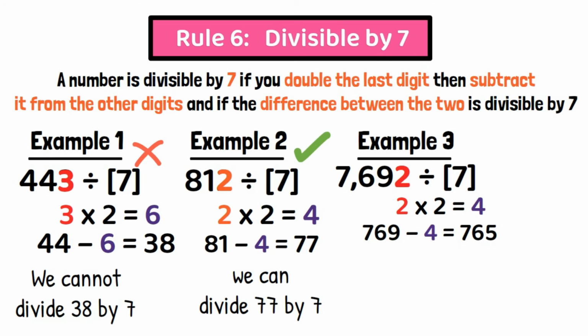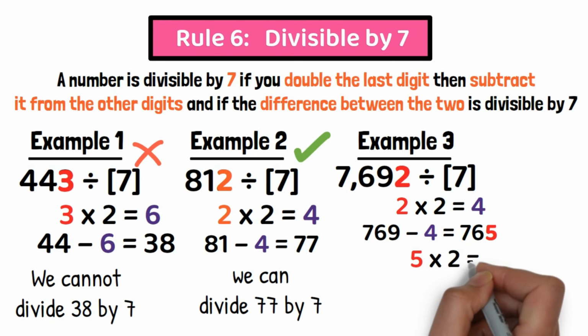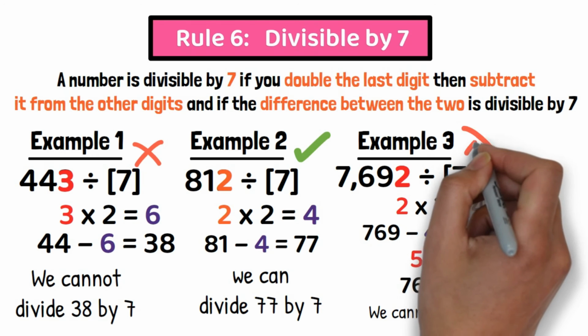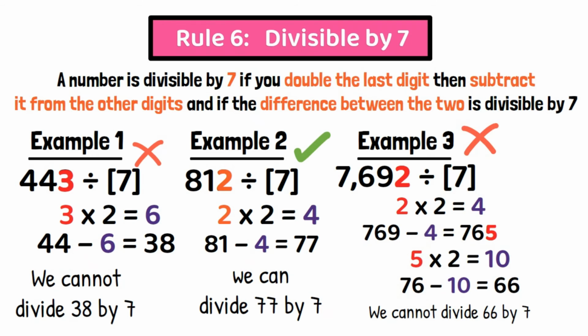We repeat the process. So we multiply the last digit by 2, and the last digit now is 5. We multiply it by 2, that will give us 10. Then we subtract 10 from 76. So we have 76 minus 10, which equals 66. We cannot divide 66 by 7 without a remainder. So 7,692 is not divisible by 7.